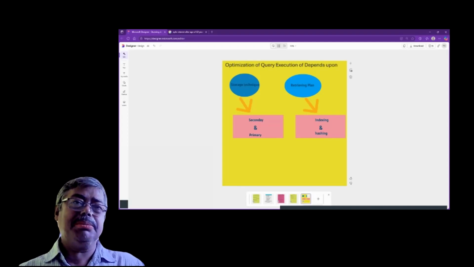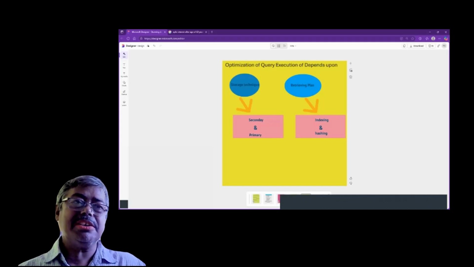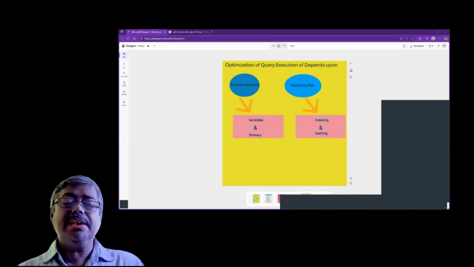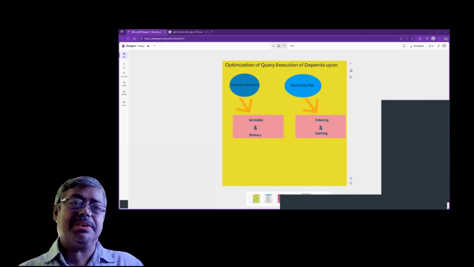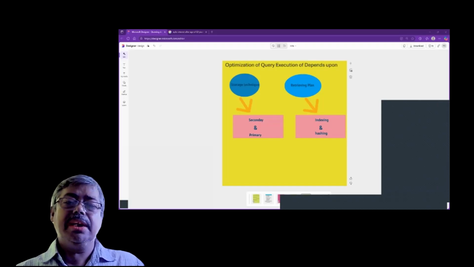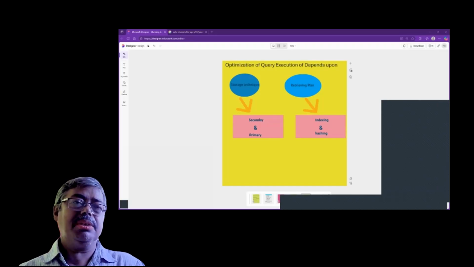So this is the end of the video. Now we have discussed the object-oriented database management system, and we have seen the differences between the relational database management system and the object-oriented database management system. We can say that the object-oriented database management system is an extended form of the relational database management system. Thank you.